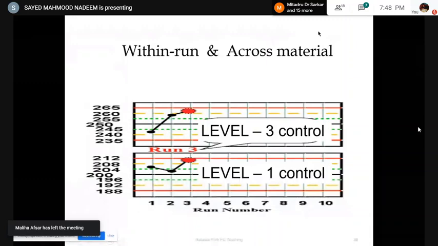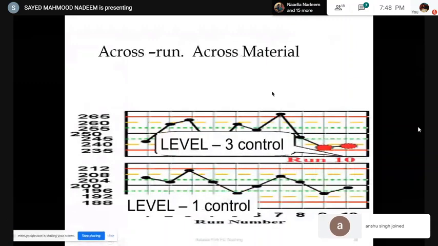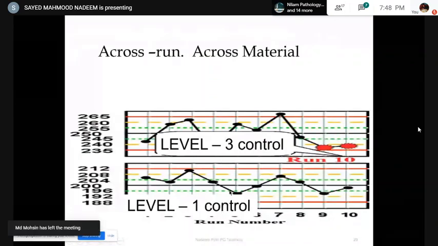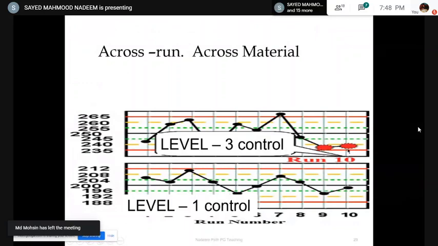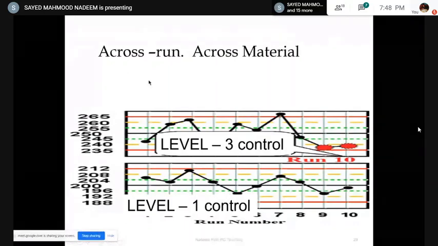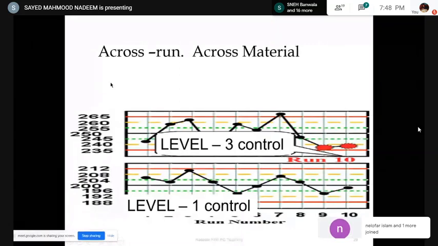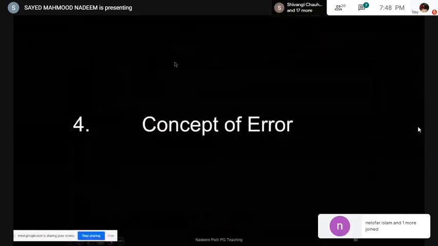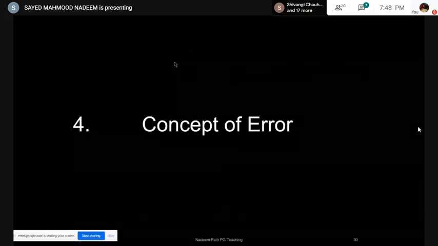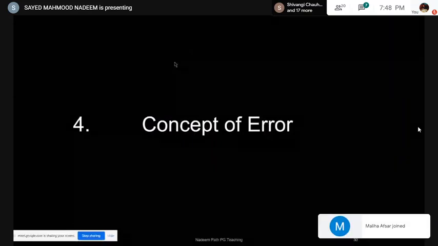Now, for example, if you see here, we are trying to compare these two controls. So we are trying to do across material, and it is being done on two different days, day 9, day 10. So this is across material, across run. So this is the concept of using controls within material, across material, within run, across run.